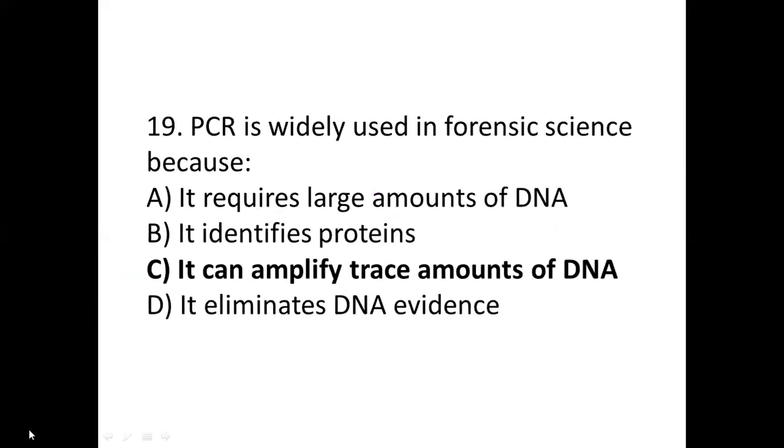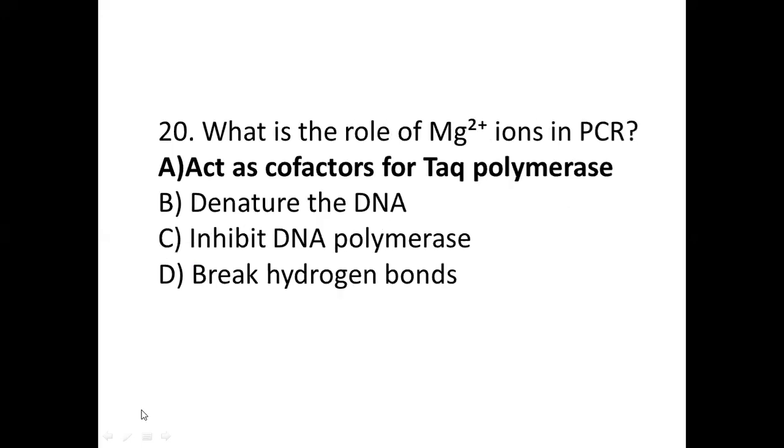PCR is widely used in forensic science because of simple amplification. It can amplify trace amounts of DNA. Even the smallest molecule of DNA can be amplified using PCR. Even if only a small amount of DNA is there, it can amplify it. That is the reason we use it in forensic science. What is the role of Mg ions in PCR? It acts as a cofactor. Mg2+ magnesium ions act as a cofactor for the Taq polymerase enzyme.